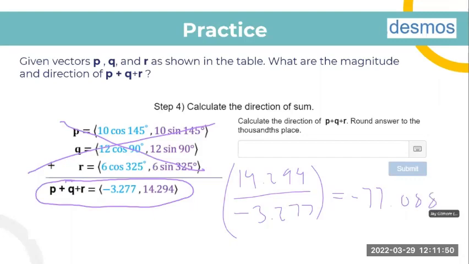Yeah, because that's a 6 next to it. And then you add 180 because x is negative, but y is positive. Good. And when you add 180, what do you get for your angle? You get 102.91.